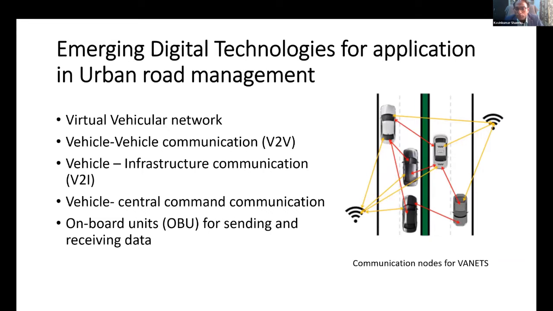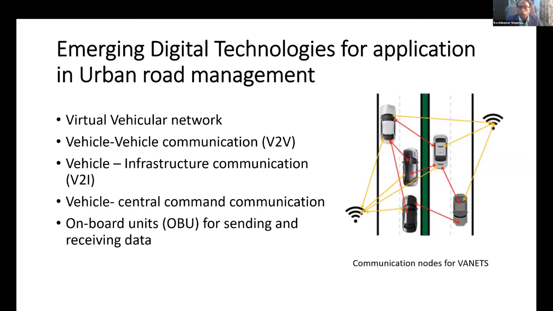Some of the recent emerging technologies we reviewed include the vehicular ad hoc network, which we call VANETs. This is a wireless connectivity system. We can establish connections between two vehicles, two cars, through onboard units. It can be a mobile device or a specific device provided by the traffic management authorities. So I can establish connectivity between two vehicles, and also between vehicles and the infrastructure.